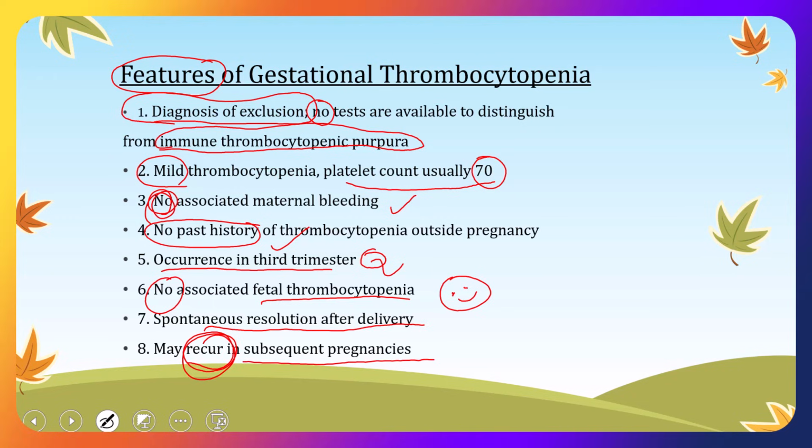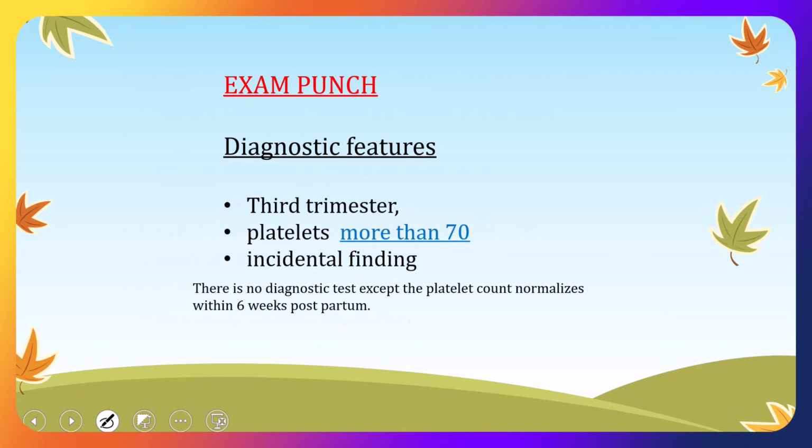Okay, so these are some very important points regarding gestational thrombocytopenia. Please remember, they can help you in solving your clinical scenario and also distinguishing GT from other causes of thrombocytopenia in pregnancy. Now, the exam punch: to summarize the diagnostic features, I have brought you just 3 points.